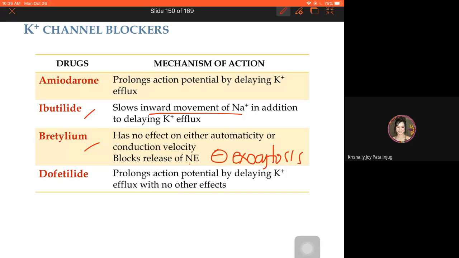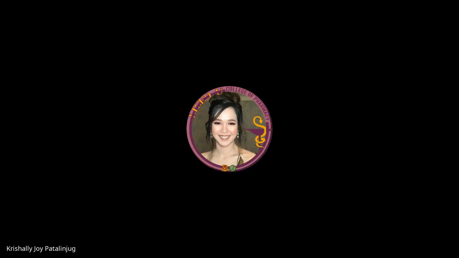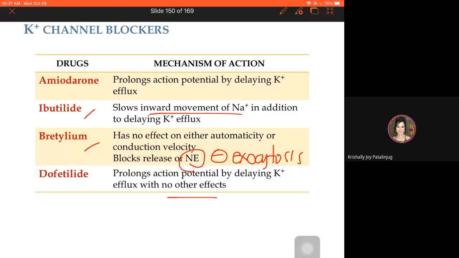And then we have the Phetelide. The Phetelide has no other effects aside from potassium channel blockade. Okay? So in class 3 antiarrhythmics, ang flag bearer or yung first drug on the list is si amiodarone.